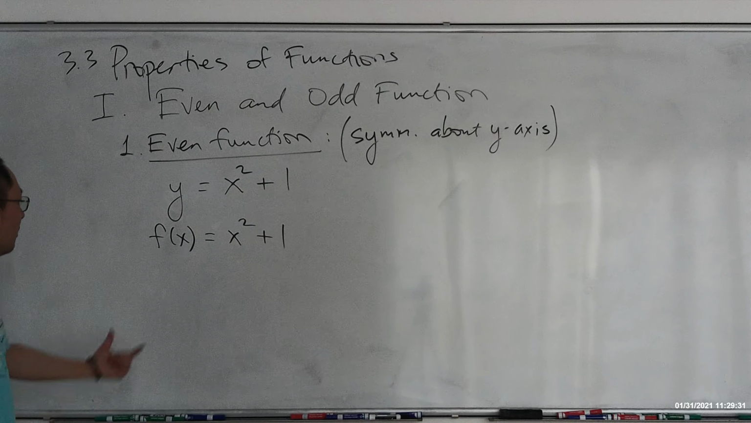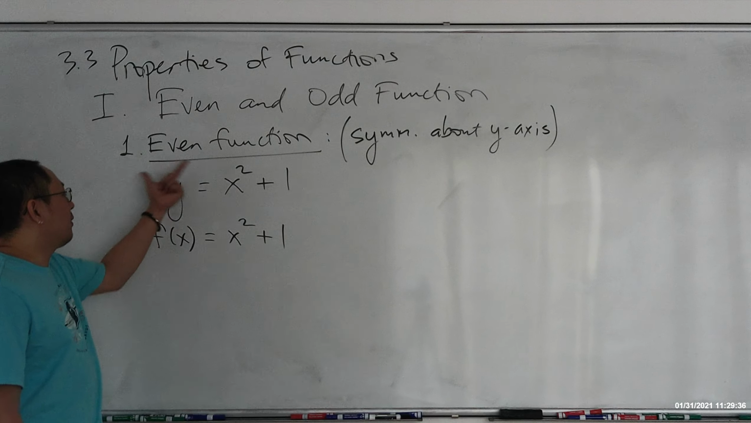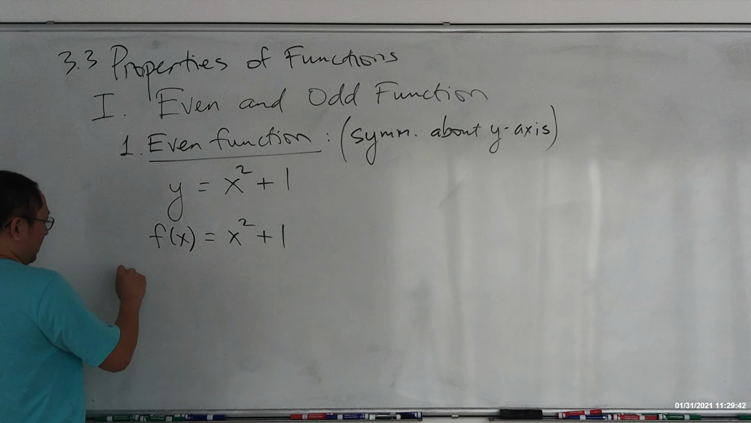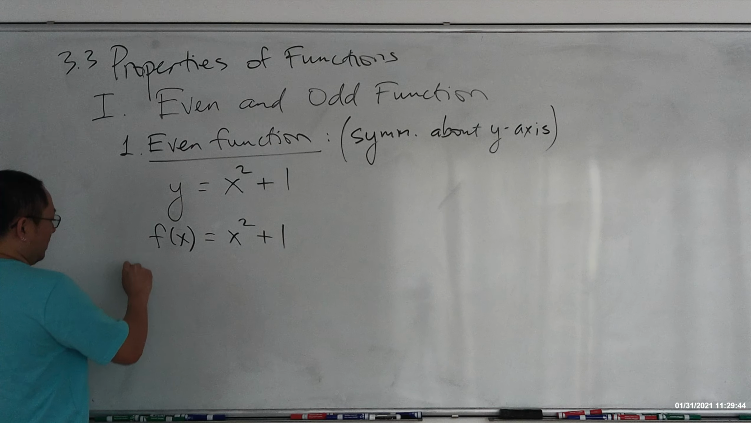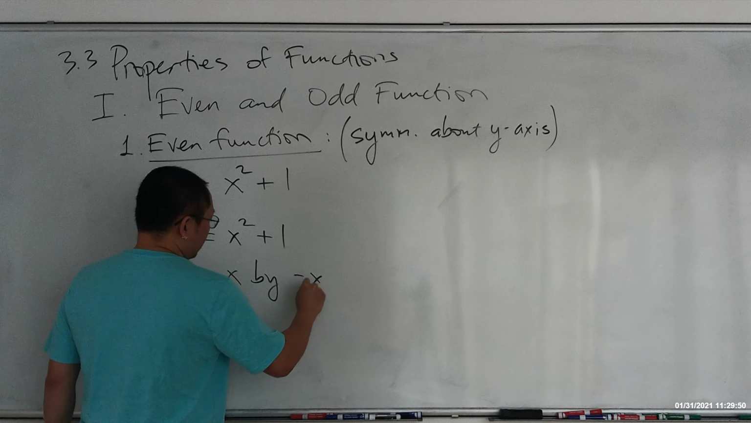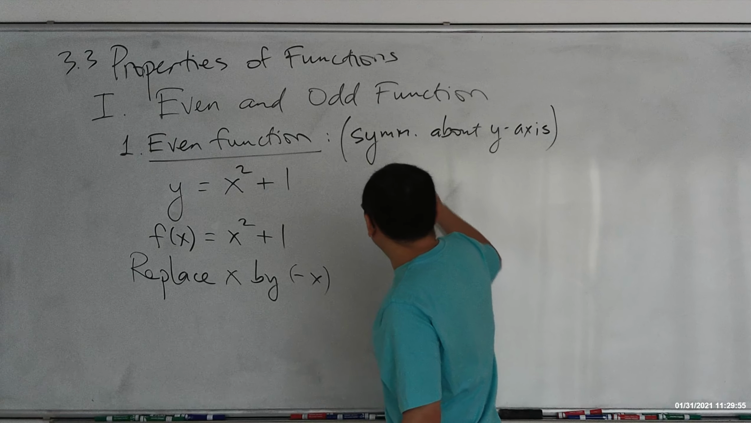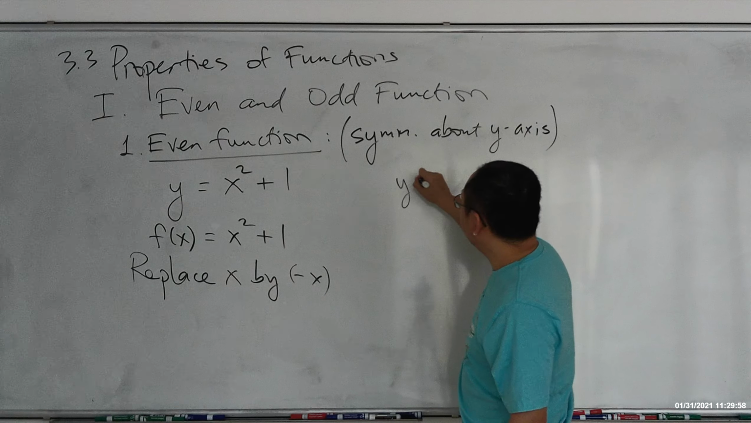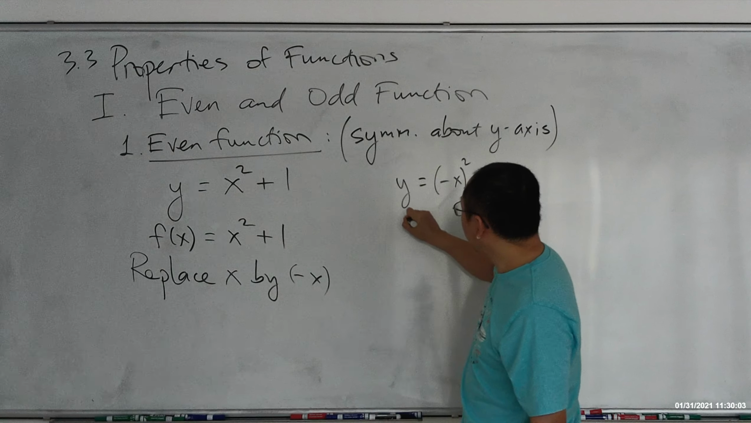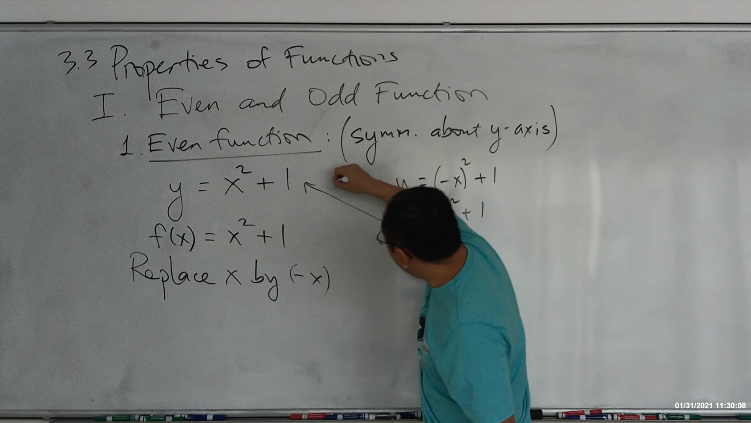So how do we know if this is symmetrical about the y-axis or not? Or, another way, how do we know if the function is even or not? We replace x by negative x, right? That's what we learned before. So if I write it this way, the original one is y equal to x squared plus 1. The new one is y equal to negative x squared plus 1. Simplify, we get y equal to x squared plus 1. Those two are the same.